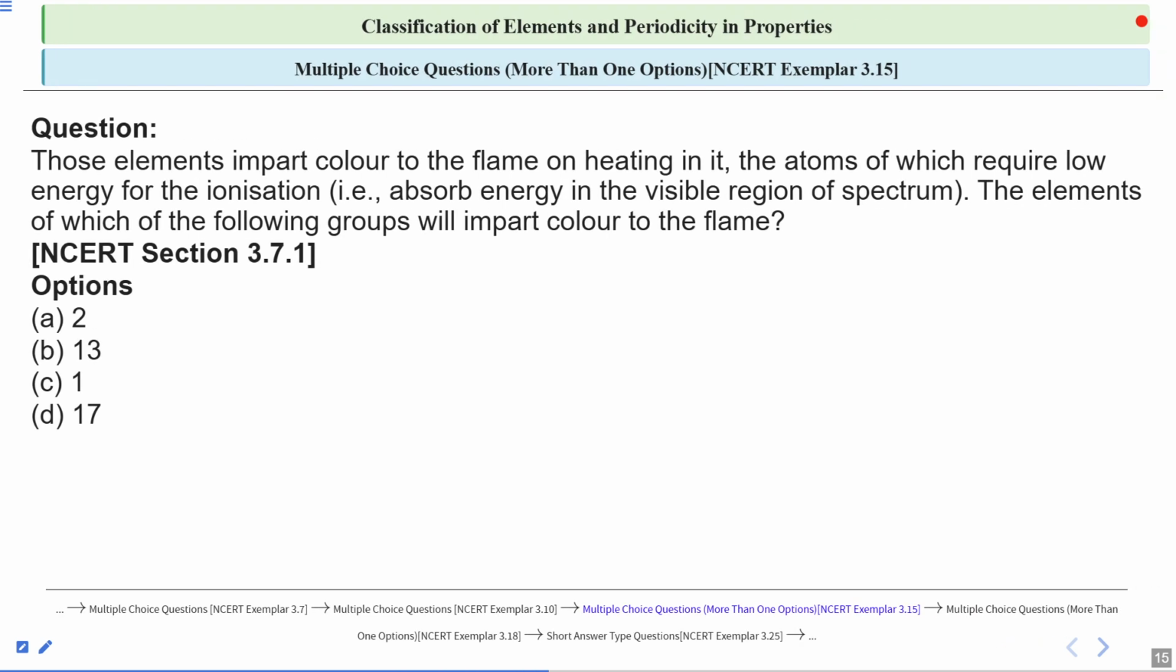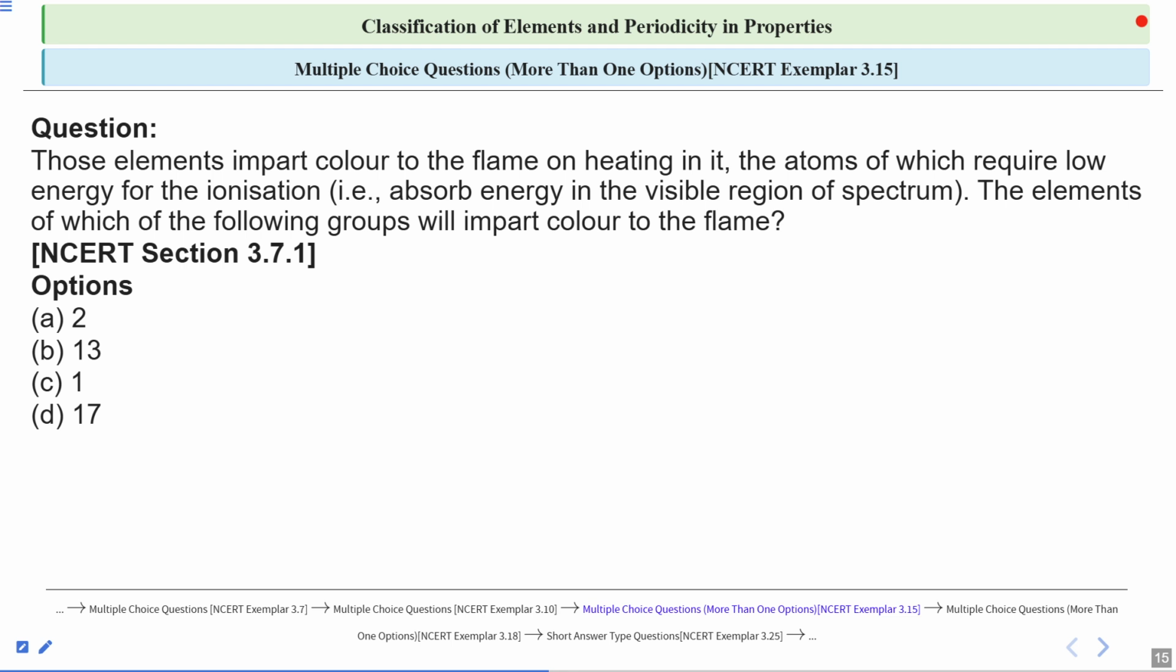Now moving on to the next question. Remember, this is a more than one type of options. So there will be options which are correct, right? So more than one option can be correct in these coming questions. So the first question is, those elements impart color to the flame on heating. The atoms of which require low energy for ionization, that is, they absorb energy in the visible range of spectrum. The elements of which of the following groups will impart color to the flame?